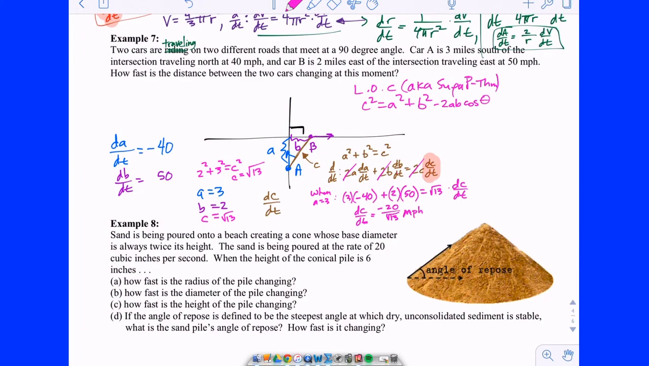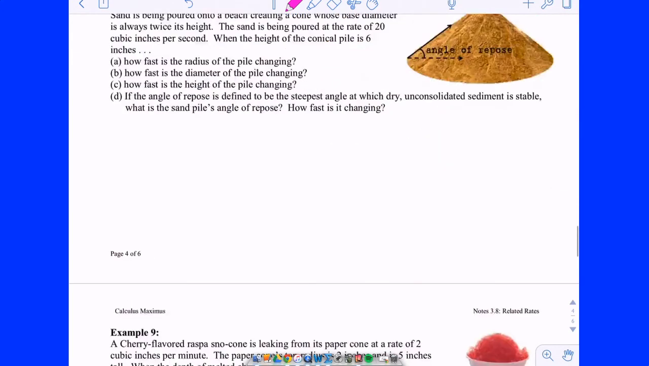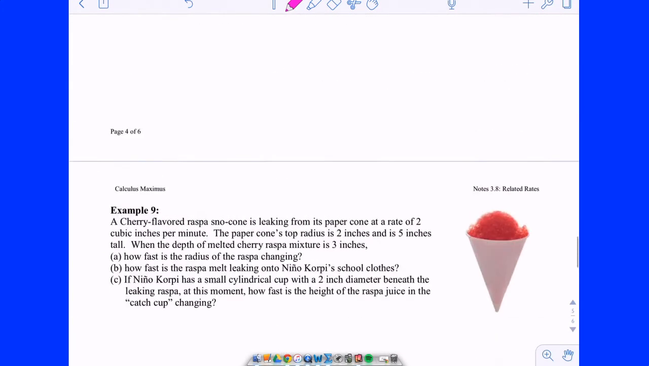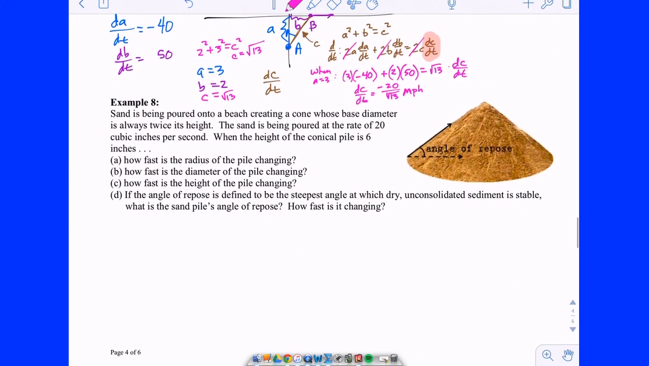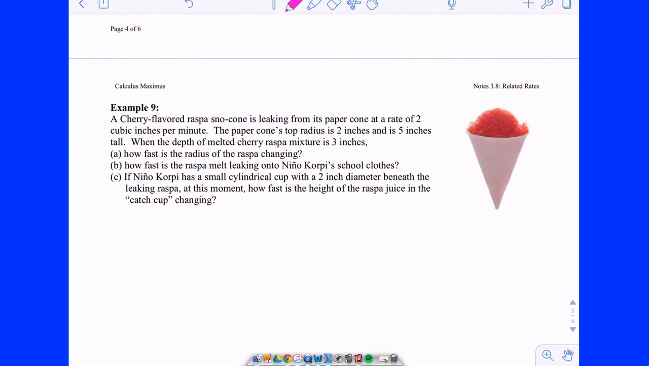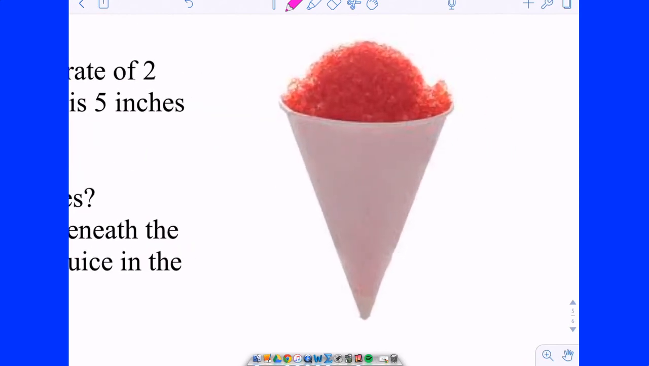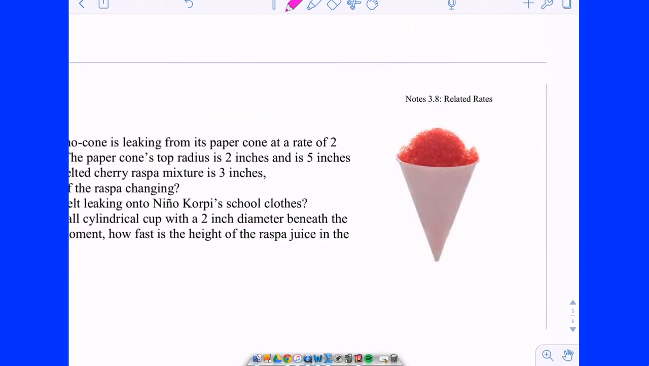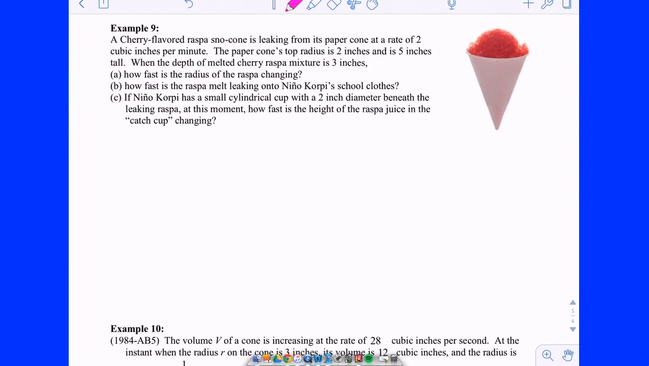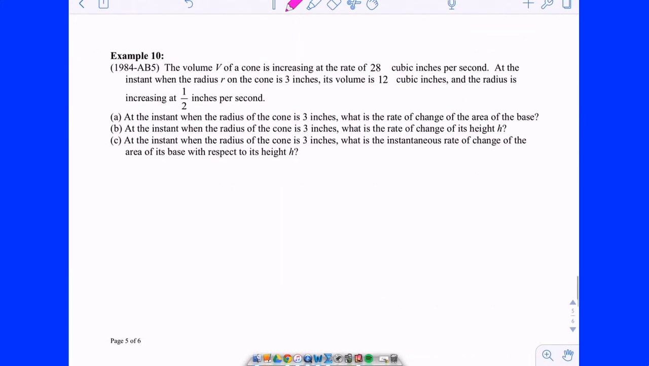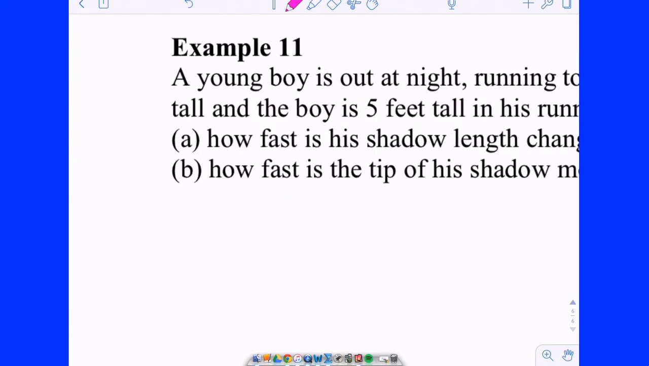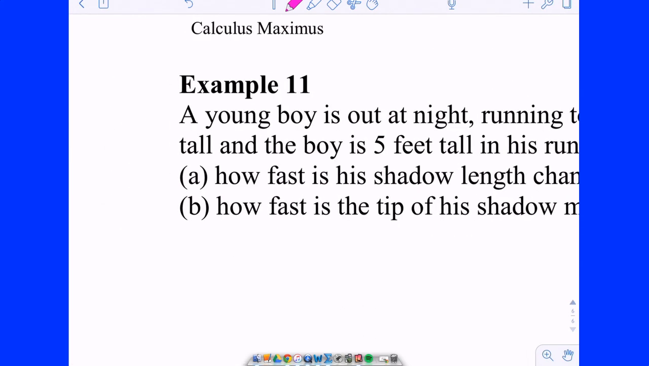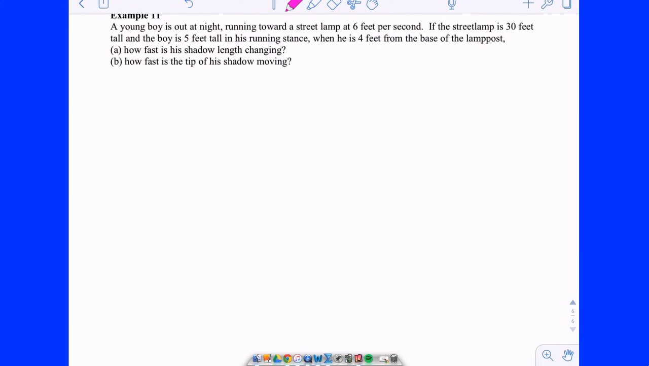Okay, that's a good place to stop. Tomorrow we should finish. I'm going to push tomorrow. We won't have a quiz. I might skip example 8 and just go straight to the fruity flavored raspa problem. Yeah, that's the Niño Corpi problem. We got raspas, and then we'll work one from an AP exam, and then we'll talk about a young boy running at night. Ooh, what a way to end.